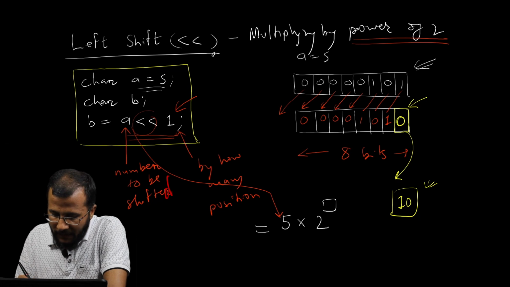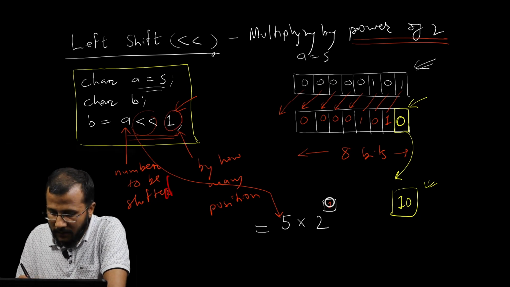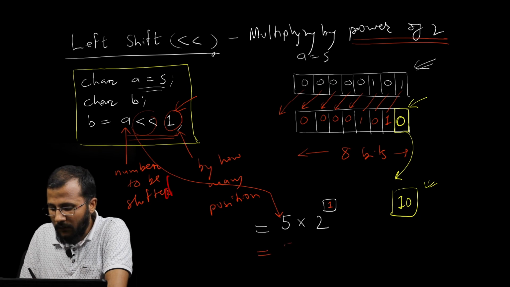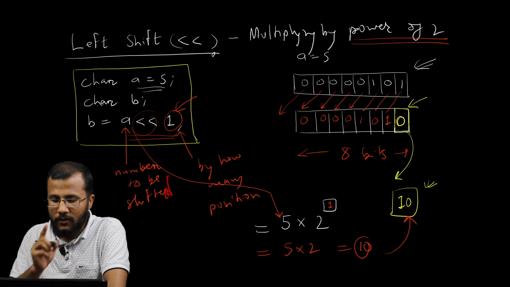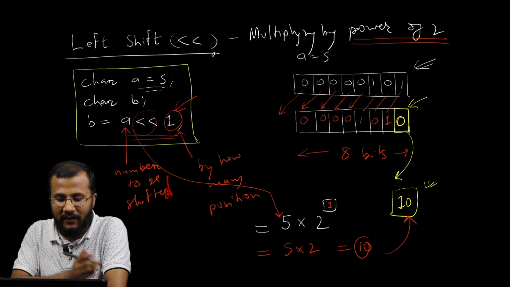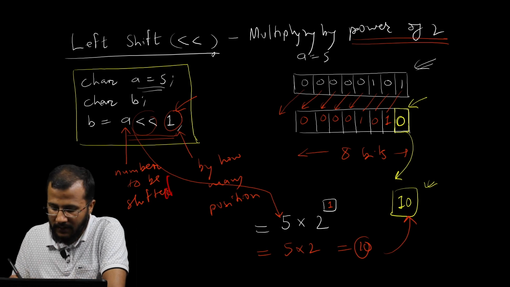Right, and what would be in the exponent is the position, by how many positions I have shifted. 1 position, right? So if you just do this calculation, it will be 5 times 2, which equals 10, which is our answer. So technically, whenever you are doing a left shift, it is as good as multiplying by the power of 2. Okay, so this is how it works.